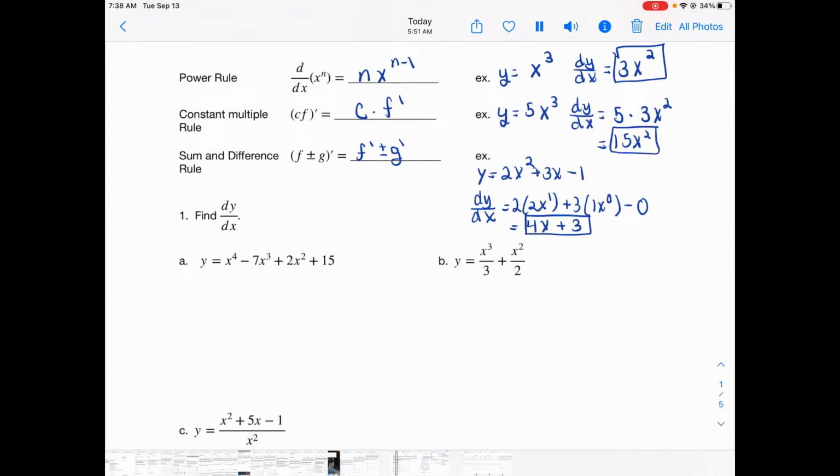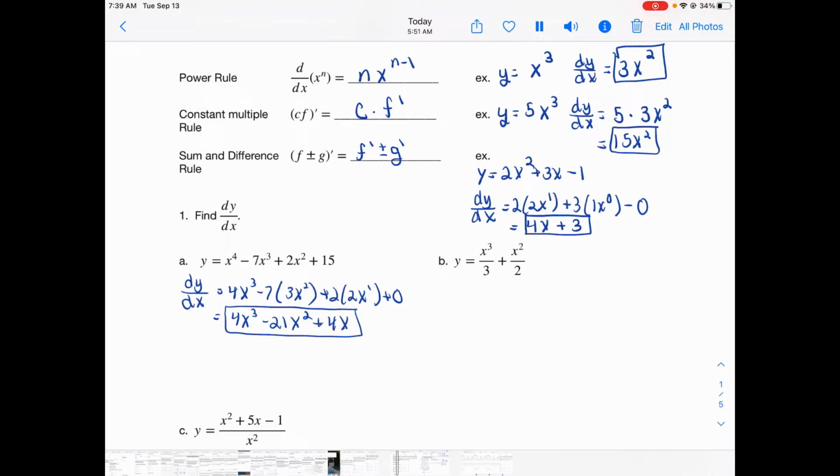All right, so let's try a few. We're going to find the derivative of y here with respect to x. So I'm going to use the power rule. I bring the power to the front and then decrease the power by 1. And then I have 7 times 3x squared plus 2 times 2x plus 0. And then that'll simplify down to 4x cubed minus 21x squared plus 4x.